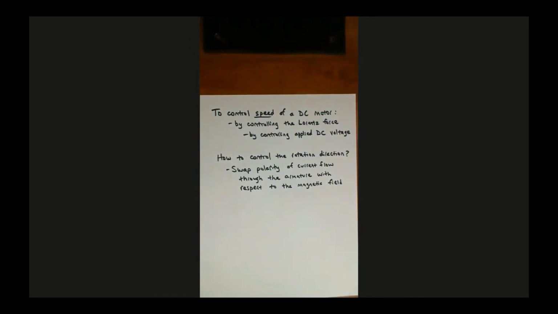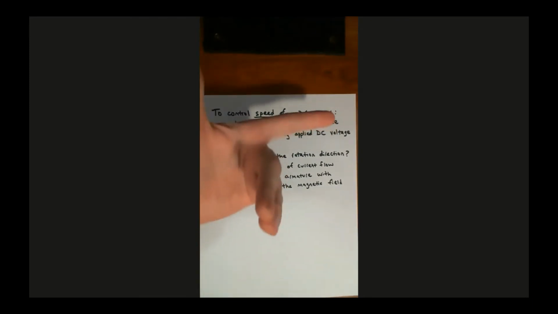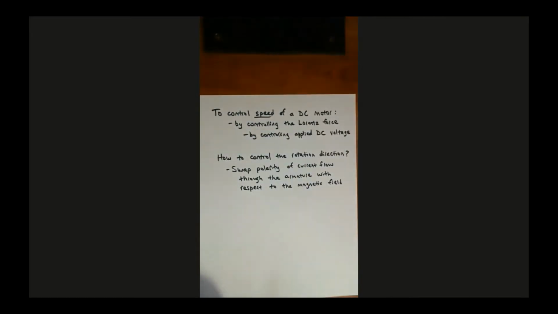However, in a couple of class sessions, we're going to talk about different kinds of DC motors. And sometimes when you just change the polarity of the applied voltage, that could actually change the direction of the field as well. And if you change the polarity of the field at the same time as you change the polarity of the current going through the armature, then it's kind of like taking a negative of a negative. If you take the negative of a negative, then you get the same thing.